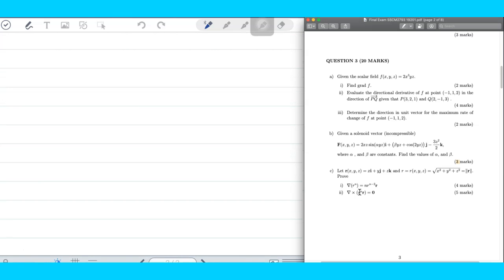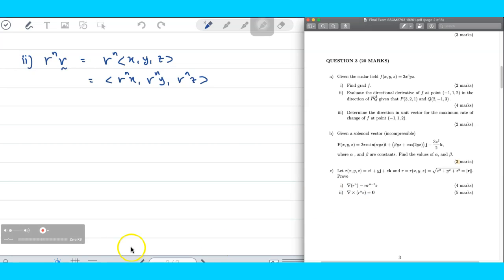Okay, this is for the second question. So the Rn of vector R, so you have Rn of x, y, and z. So here you have Rn x, Rn y, Rn z. So you have to find the cross product. Then you have to show that the cross product is equal to 0.